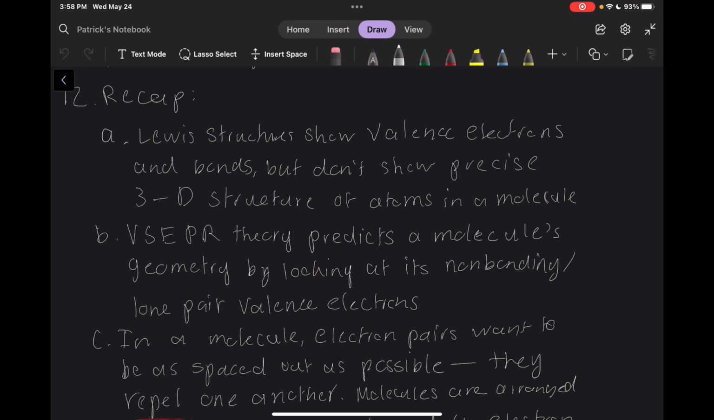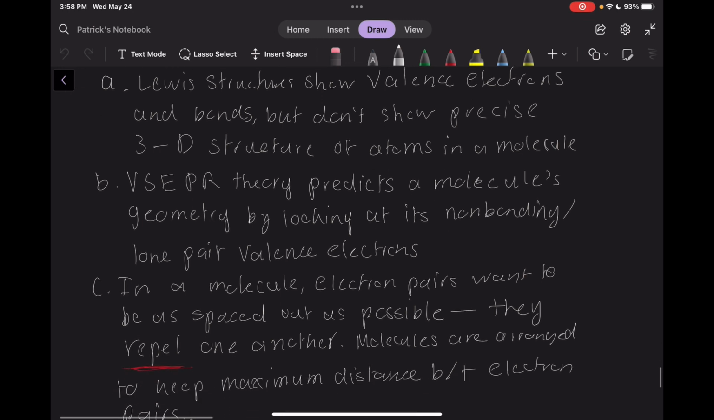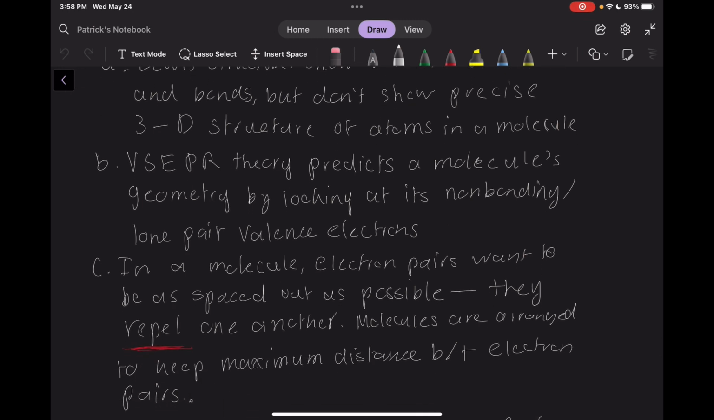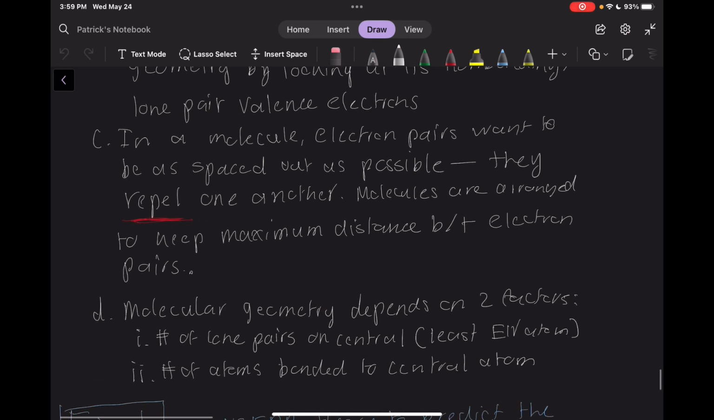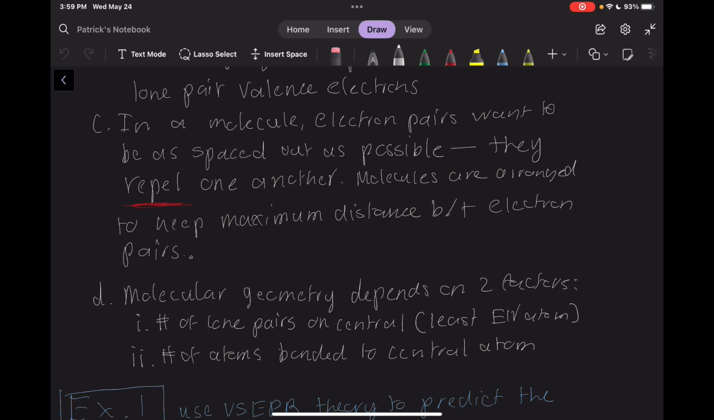Quick recap. Lewis structures help show us the valence electrons and bonds of atoms, but they do not tell us anything about the precise 3-dimensional structure of atoms involved in a molecule. VSEPR theory fills that void by using the positioning of electron pairs to help predict molecular geometries. The theory assumes that electron pairs, whether bonding or non-bonding, want to be as far apart as possible. They repel one another, in other words. Molecules are arranged to maximize the distance between electron pairs, and bond angles serve as a parameter to measure this distance.